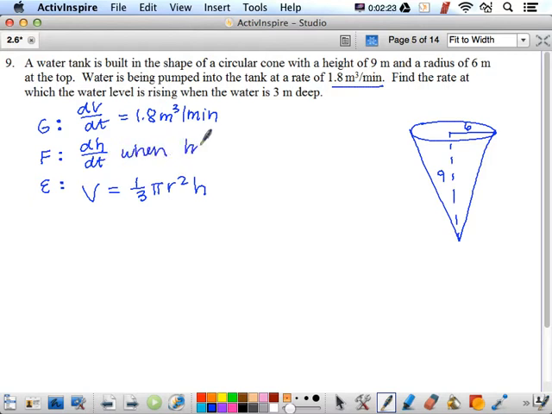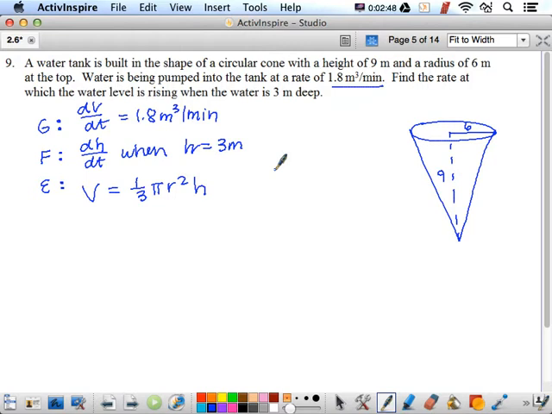Do y'all notice that the radius isn't mentioned at all, other than giving us the dimensions of the tank, basically? That's the only reason we are given any information on the radius. So basically, we don't care about the radius. That's not involved in what we're trying to find, and we're not given any information on it, really. Do y'all understand that? Okay.